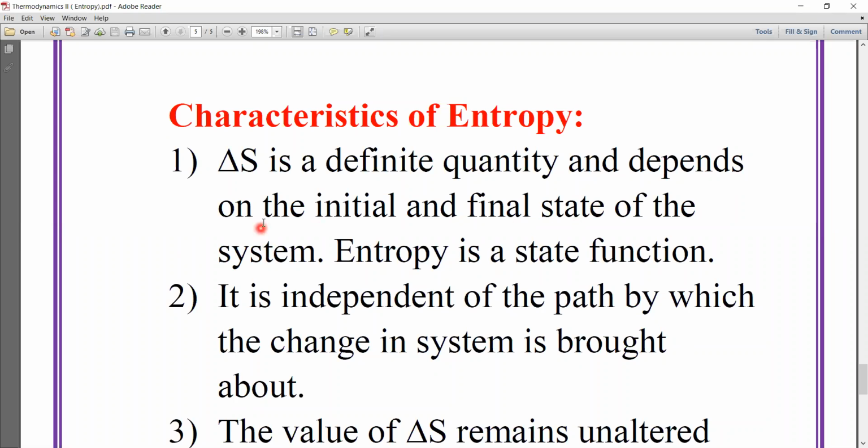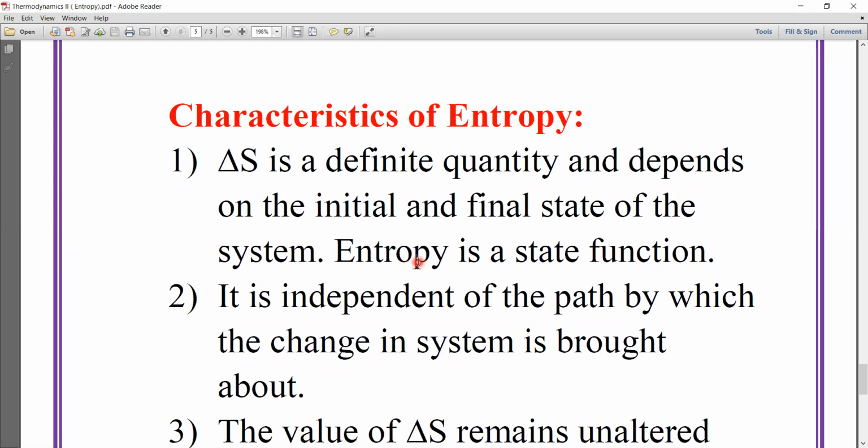थर्मोडायनेमिक्स फर्स्ट में देखा है कि जो क्वांटिटी इनिशियल और फाइनल स्टेट पर डिपेंड होती है उसे हम क्या कहते हैं, स्टेट फंक्शन कहते हैं. जो क्वांटिटी इनिशियल और फाइनल स्टेट पर डिपेंड होती है it is called a state function. तो यहां पर एंट्रोपी भी क्या है, that is इनिशियल और फाइनल स्टेट पे डिपेंड होती है.